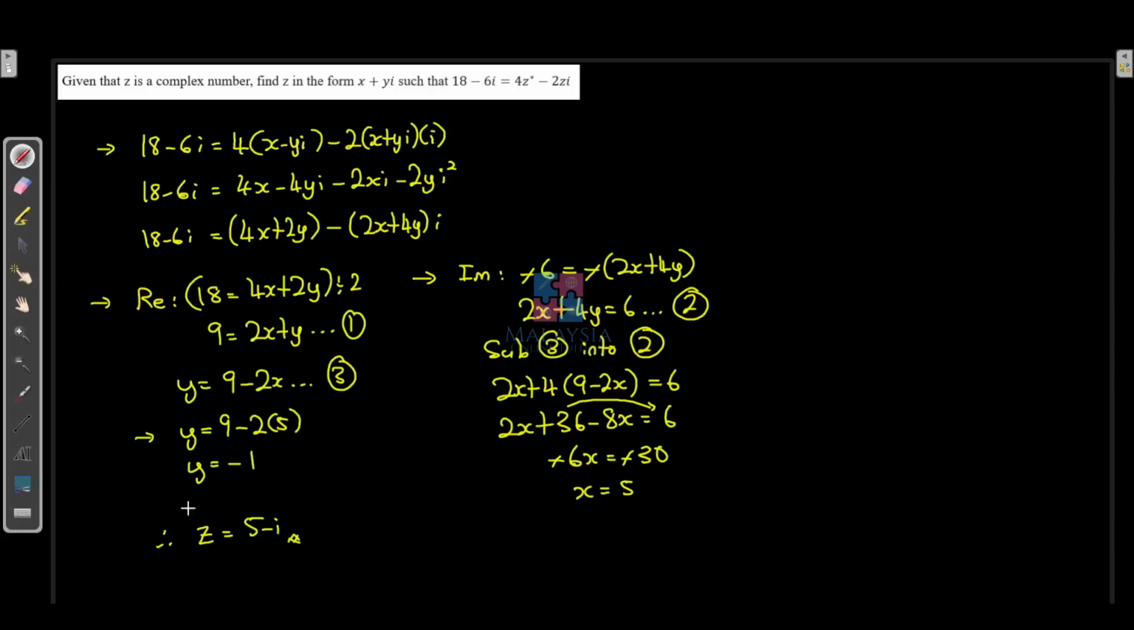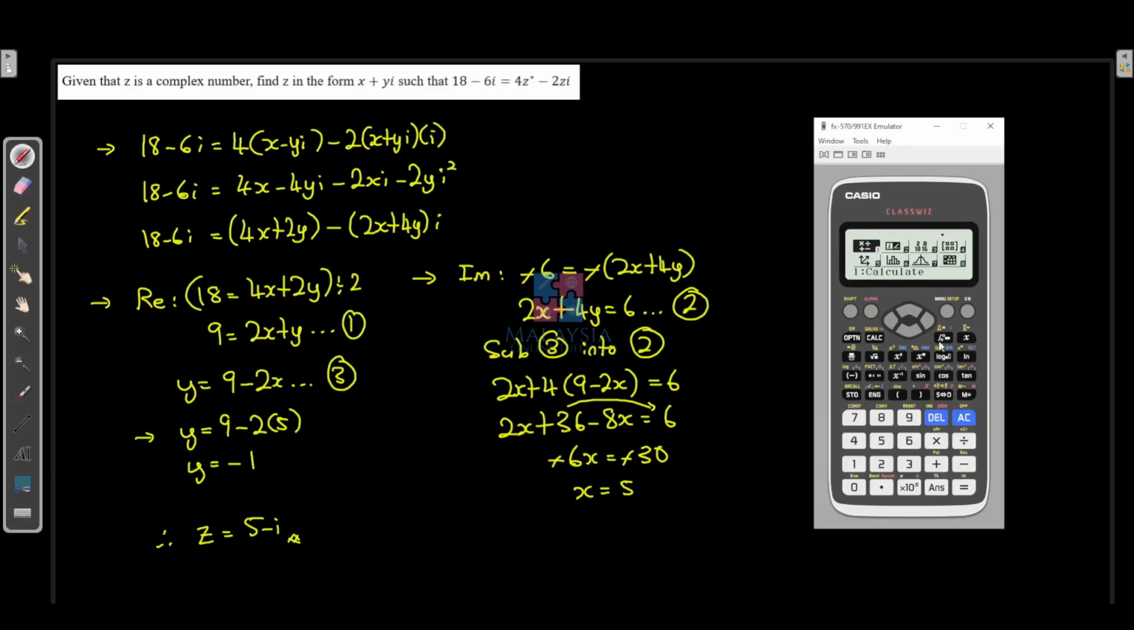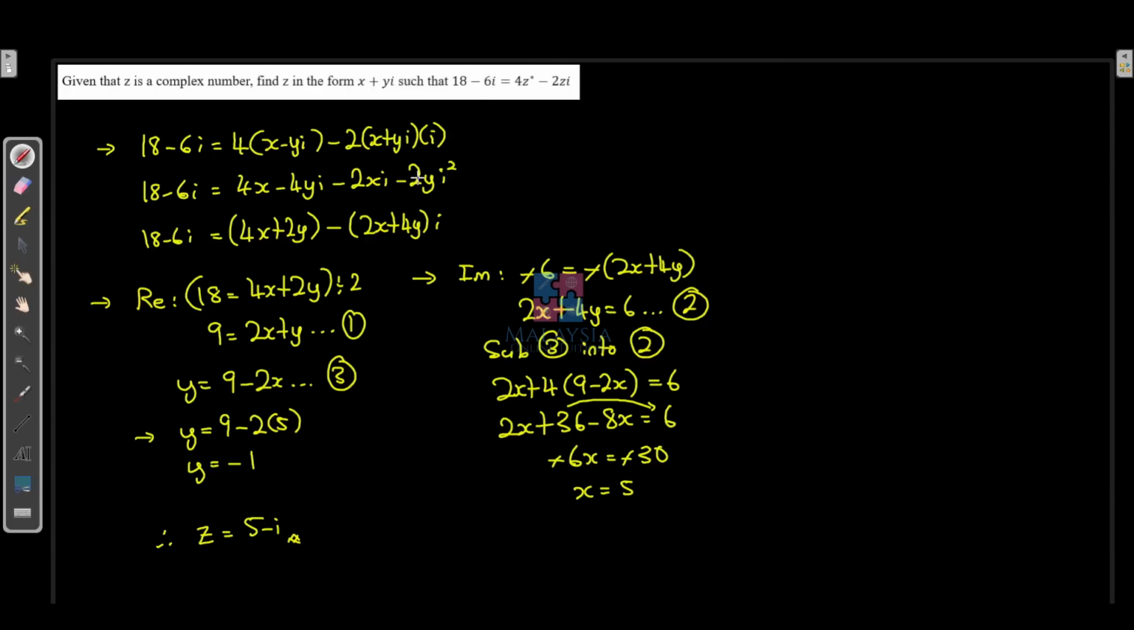So how do we check our answer here? Using our calculator, we go to the complex mode, and then you write down the right hand side, for example 4, and then our z conjugate is going to be 5 plus i. And then minus 2, our z is 5 minus i, so we write 5 minus i, and then we multiply it by i. If we get the original complex number on the left, which is 18 minus 6i, it means that our z is correct. So as you can see, we get 18 minus 6i, which is what we have on the left hand side. So this is the final answer for question number 2.